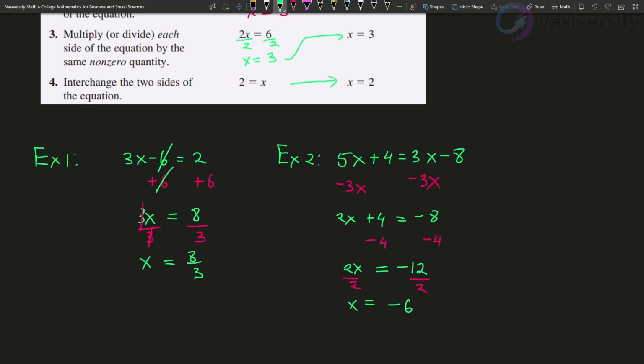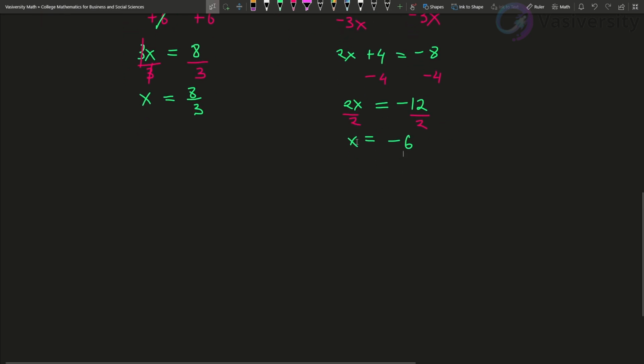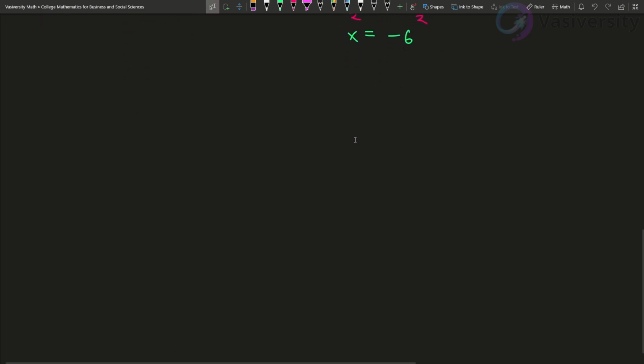And what we can also do, we can also use the same methods for rational equations. Right, let's take a look at one more example, which is going to be a rational equation. So it's going to be example number 3, and we will have as following. We will have x over 3 plus 3x over 4 is equal to 2.